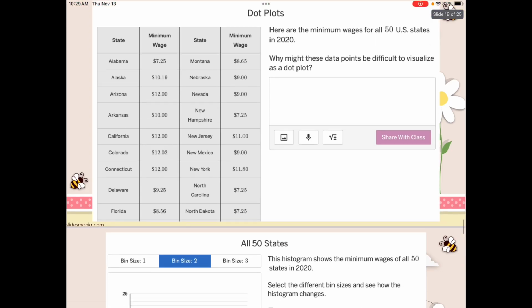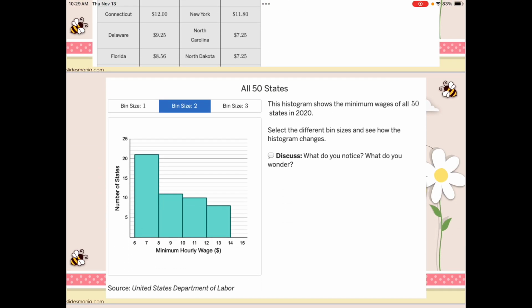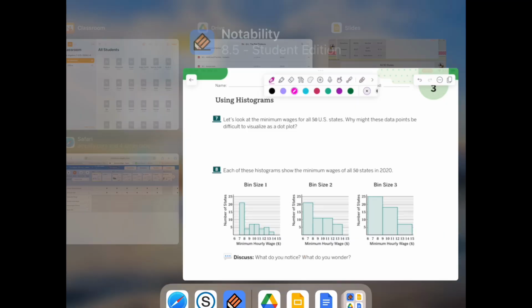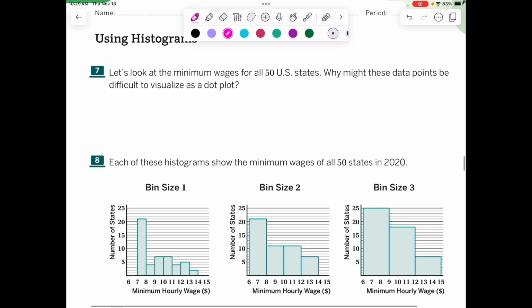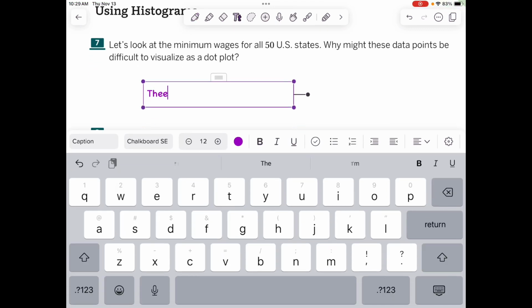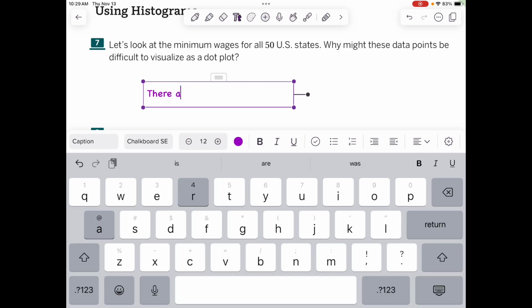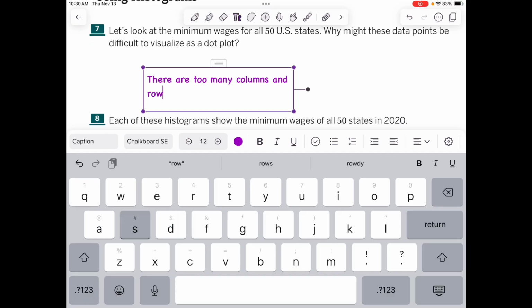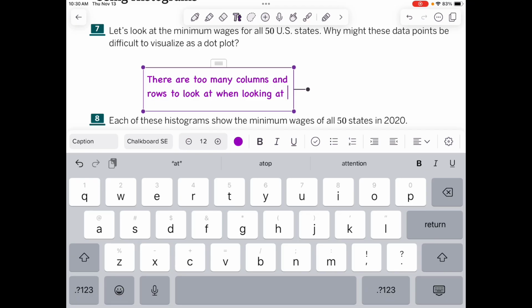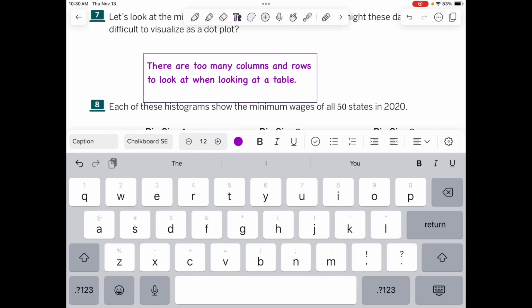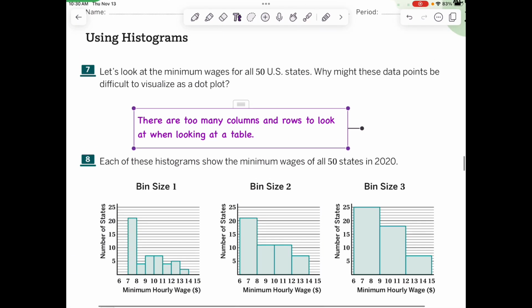Well, I think it's easier to look at in a histogram or a dot plot because it's way easier to read. So I'm going to write, there are too many columns and rows to look at when looking at a table. It's way easier to look at a histogram or a dot plot than it is to look at a table.